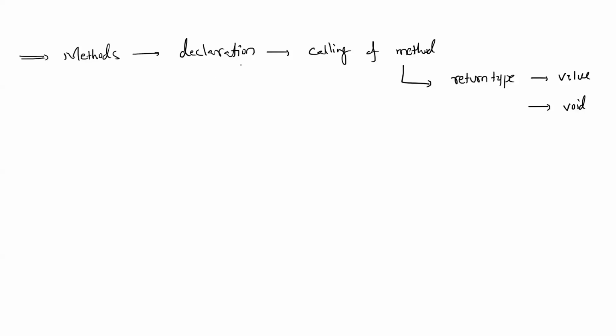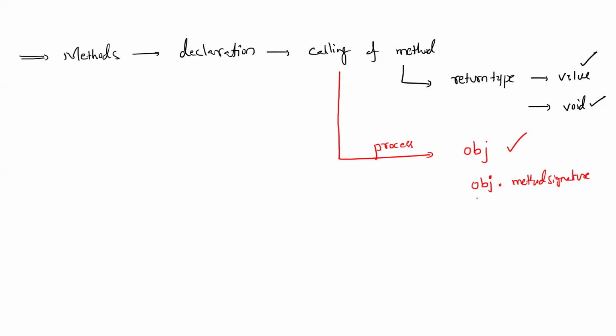In the method declaration and calling of the method concept, we discussed return type as a value type, and return type as a void type. What's the difference between a void type and a value type when it comes to calling the method? The method calling process will remain the same. The process of method calling is that we have to create the object first, followed by the object reference dot method signature. So this is common whether it is a void type or a value type.